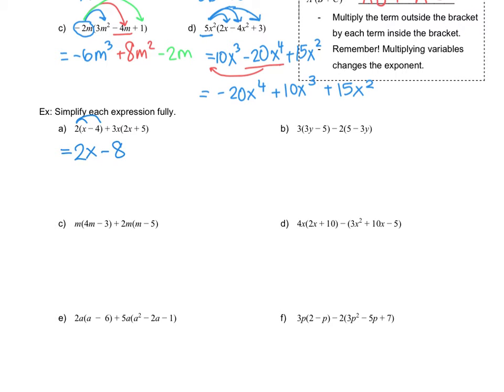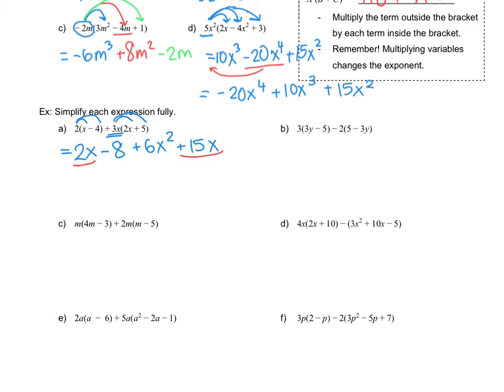Then we're going to take the positive 3x and we're going to distribute it into our second bracket to remove those brackets. So 3x times 2, 3 times 2 is 6, x times x is x squared. And then 3x times 5, 3 times 5 is 15, and the x just stays there. Now at this point, you're going to notice that we do have some like terms, not many, but the 2x and the positive 15x are like terms, so that we do have to collect them.